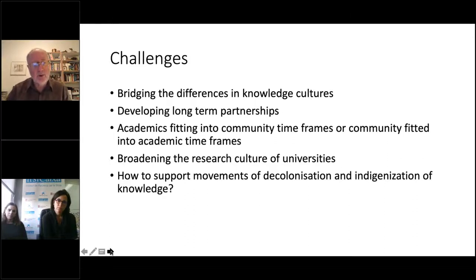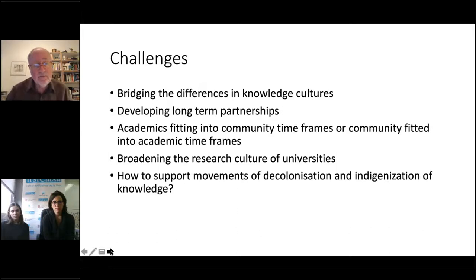And the other challenge is broadening the research culture of universities. When we talk about co-constructed knowledge, constructed by people in the community or in the social movement together with academics, that's not the common way that research is done. The research culture in universities tends to be much narrower, and people's career paths are influenced by that narrow academic culture. We are told as academics that we should publish only in certain types of journals and only go to certain types of conferences, where only other academics will be seen, and journals that very few people actually read.